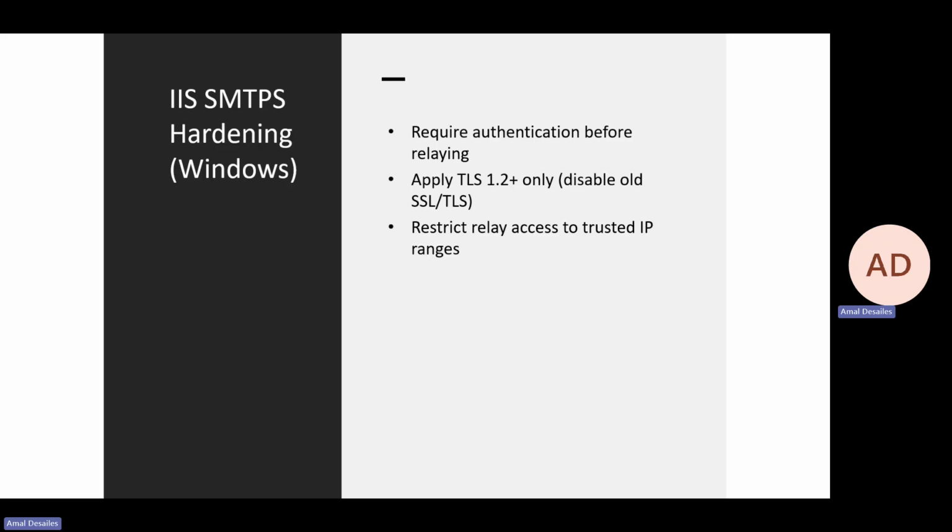And next, I'm just going to talk about the hardening recommendations for IIS SMTPS. For IIS, the hardening recommendations are: require authentication before allowing relay, force the use of modern TLS versions, and also disable all SSL protocols, and restrict relay access to only trusted networks or IP addresses. These steps greatly reduce the risk of the server being used for spam or compromised through weak encryption.